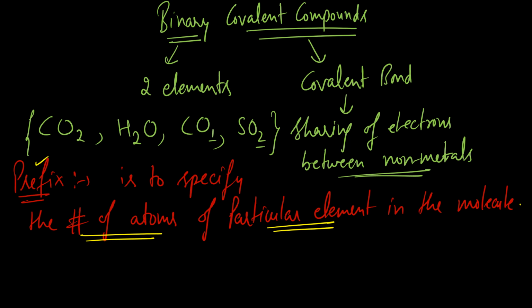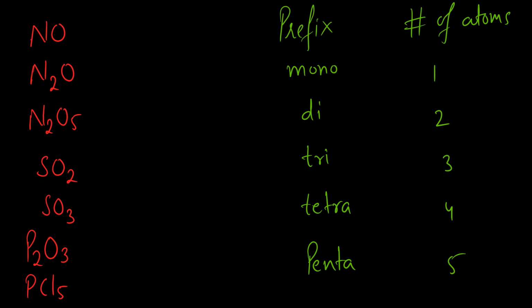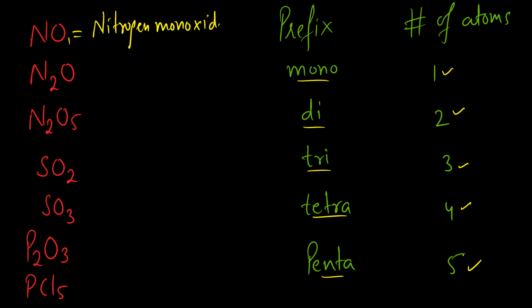Now let's see how it works. Here we have some prefixes written on the right-hand side, like mono, di, tri, tetra, penta, with respect to their number of atoms in the molecules. Now let's see with respect to one. The very first is nitrogen with one oxygen. So its name is going to be nitrogen monoxide. Now why have I written monoxide? Because in this case you may see I have only one oxygen. So for one I am going to use the prefix mono.